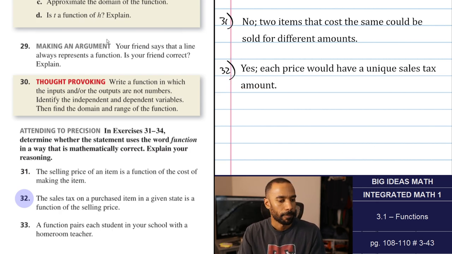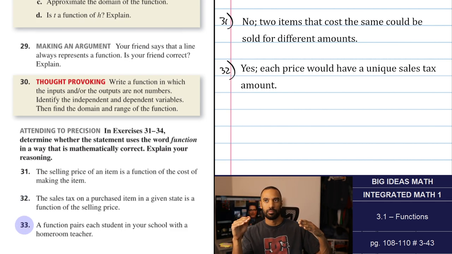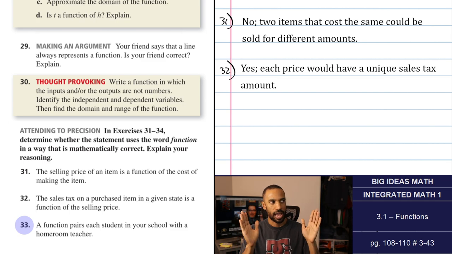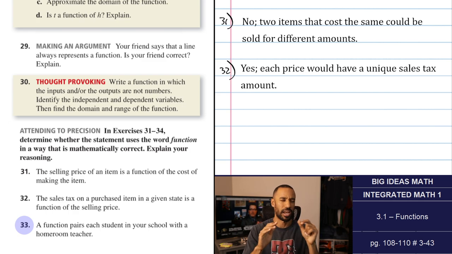Number 33, a function pairs each student in your school with a homeroom teacher. So multiple students can have the same homeroom teacher. Those students would not have different homeroom teachers, right? I'm not going to have two different homeroom teachers. And I think that's the way they're saying it.